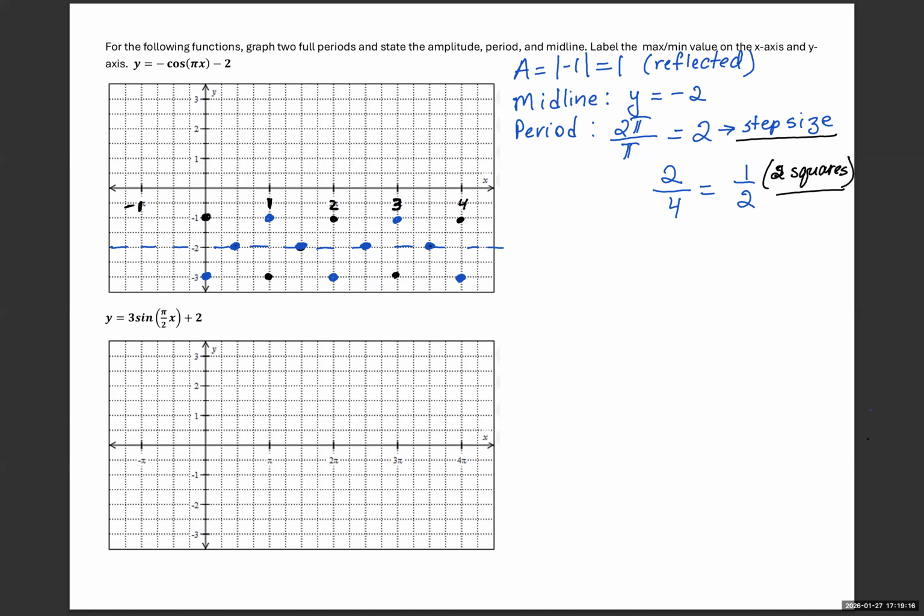I'll go ahead and erase my placeholders so I don't accidentally connect them. I don't need this one, don't need this one. And I will connect the ones that are left in the cosine curve.